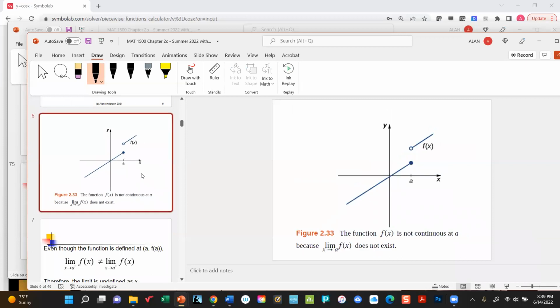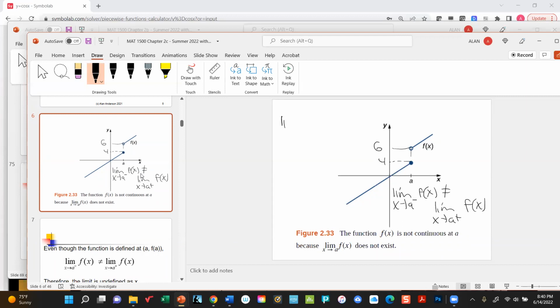But what about this one? So all of a sudden, you can see there's a gap. There's two different sections of this function. Now, here the issue is that the limit does not exist, because the limit as x approaches from the left is different than the limit as x approaches from the right. Okay, so let's just say, to make it easier, this is 4 and this is 6.